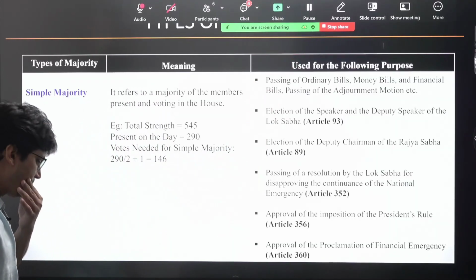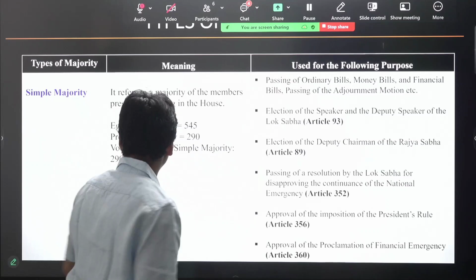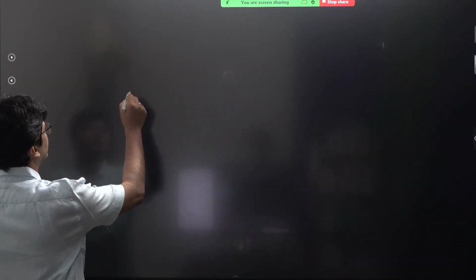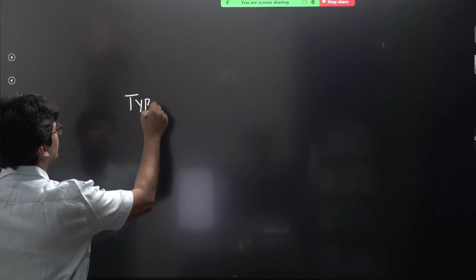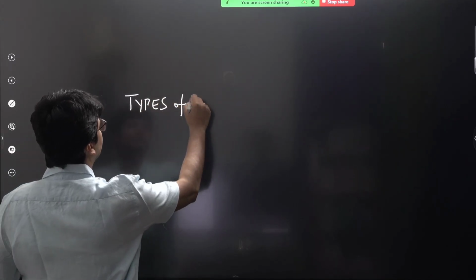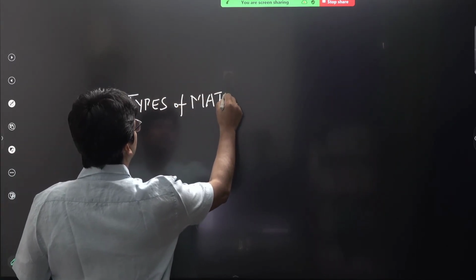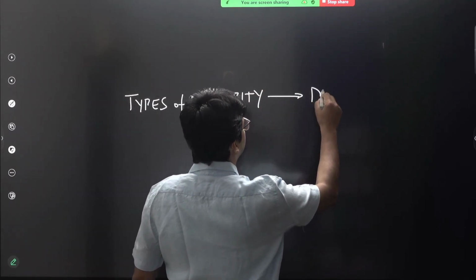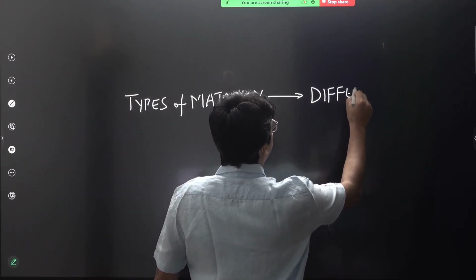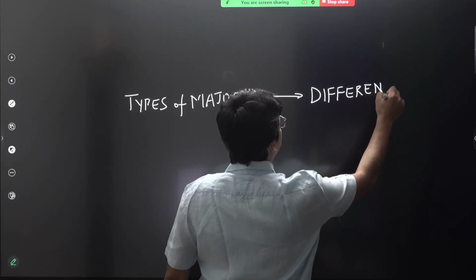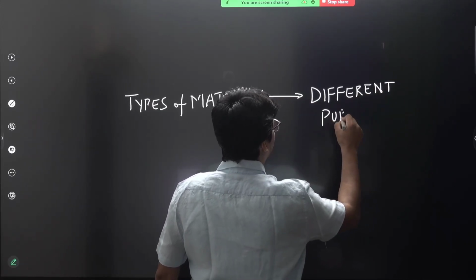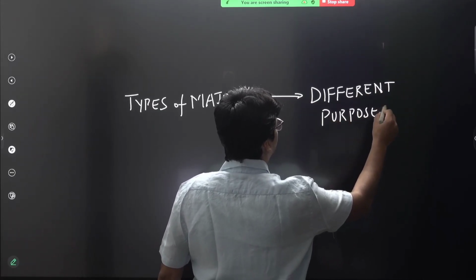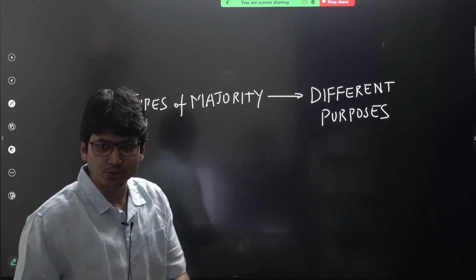Simple majority. So these different types of majorities, please understand this concept first. There are different types of majorities, and they are used for different purposes. As I've told you, the purpose is to amend the constitution.